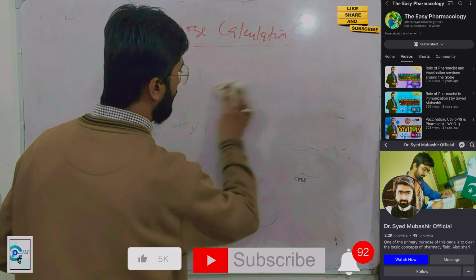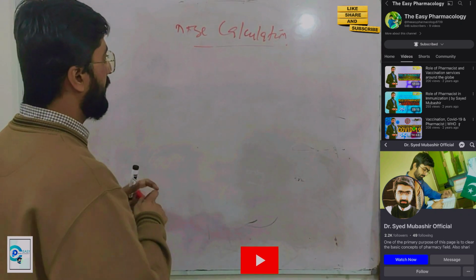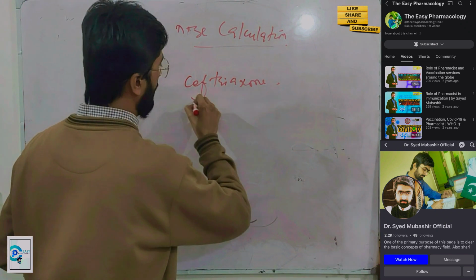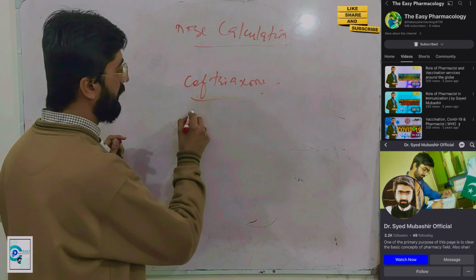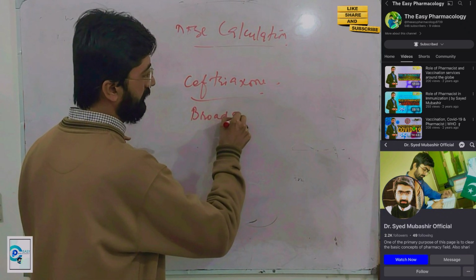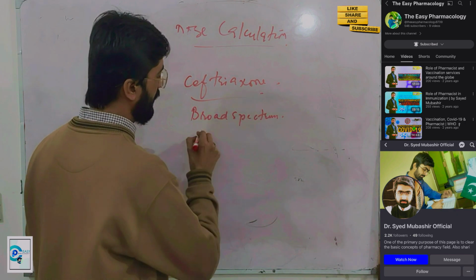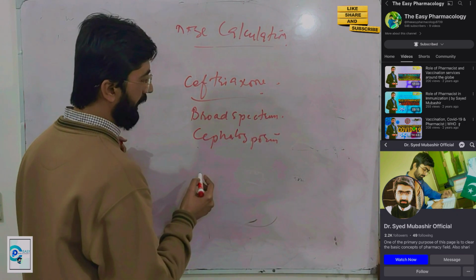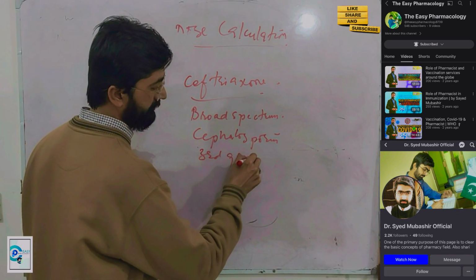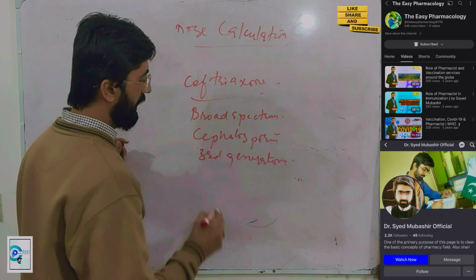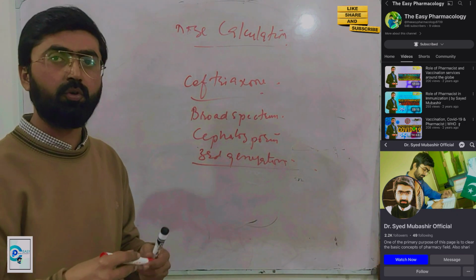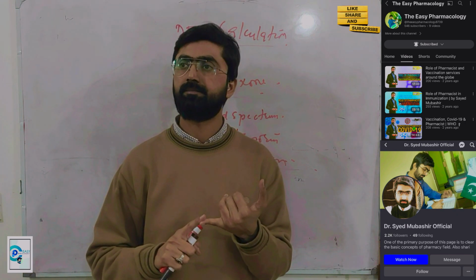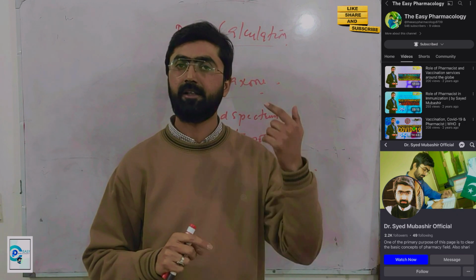Let's suppose there is a drug Ceftriaxone, and you know that Ceftriaxone is one of the broad spectrum cephalosporin drugs, and this is a third generation drug, and this is indicated in so many conditions, like this can be given in acute bacterial otitis media.